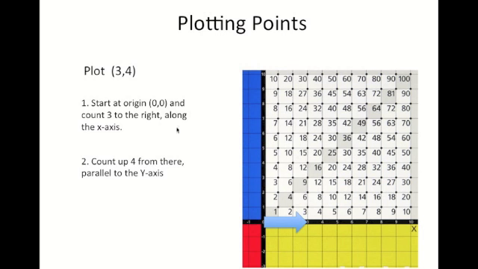Next, count up to the second number, 4. 1, 2, 3, 4. Stop there. Make a dot at this point. That's the point represented by 3, 4. You've just plotted a point.